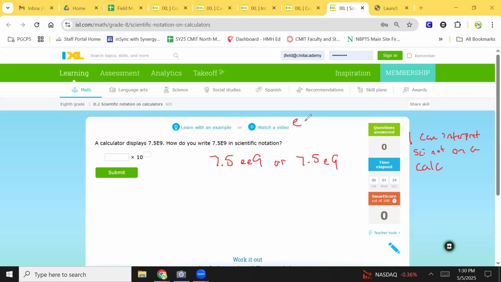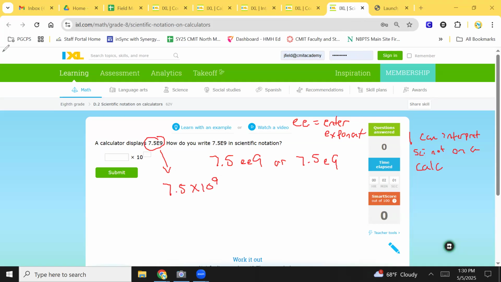The EE originally stood for enter exponent. It was like coder language, because you can imagine computers do a lot of scientific notation, so it's just easier to put the EE, and that's a command for the computer. But what does it mean to our human brains? You should interpret that as 7.5 times 10 to the ninth. So the E is just times 10.